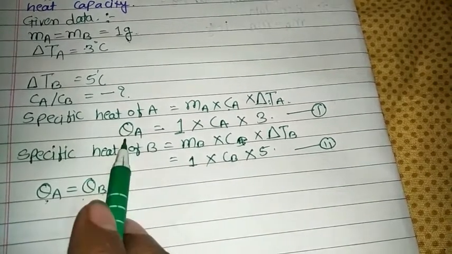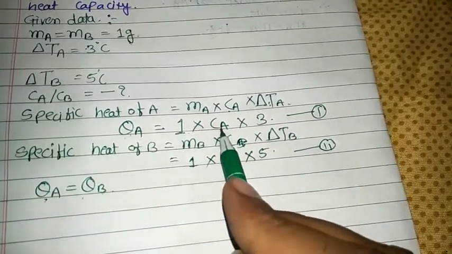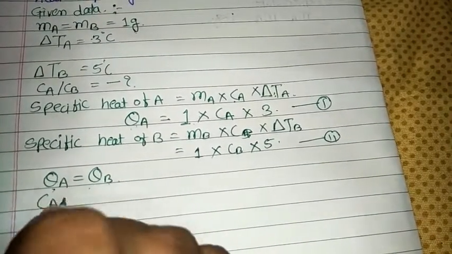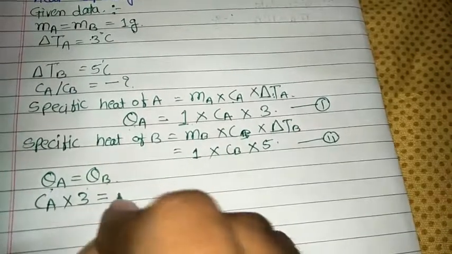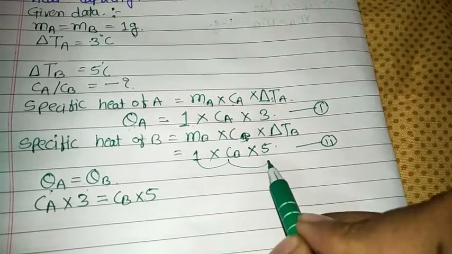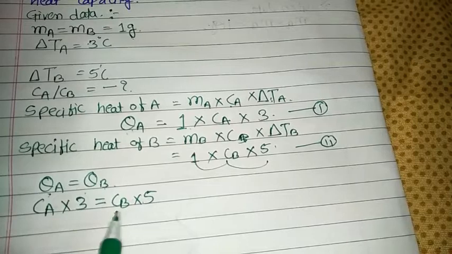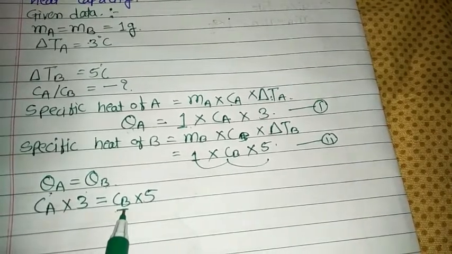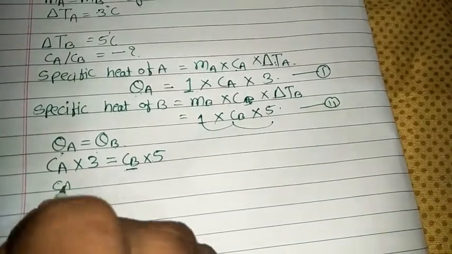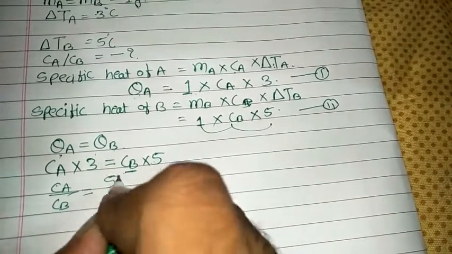We have to fill in this value with respect to this one. QA we have taken from here, that is 1 into Ca becomes Ca, Ca into 3. So here we write Ca into 3 equal to Cb into 5. Why so? 1 into Cb, Cb into 5. So that's the reason. This Cb is in multiplication; when we put it toward the left-hand side, it goes in division. So our equation becomes Ca upon Cb equal to 5 upon 3, the 5 being in multiplication goes up and the 3 goes downside.